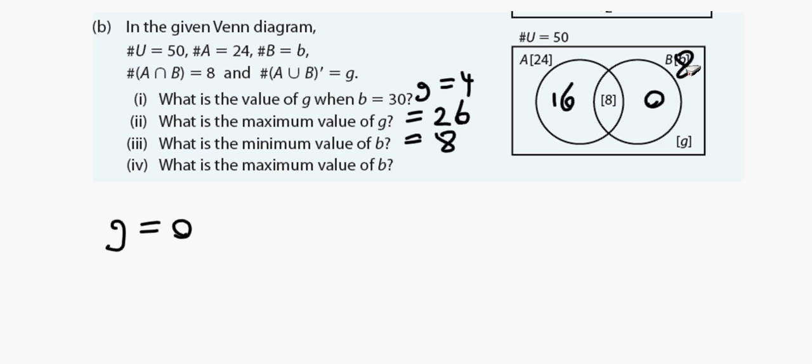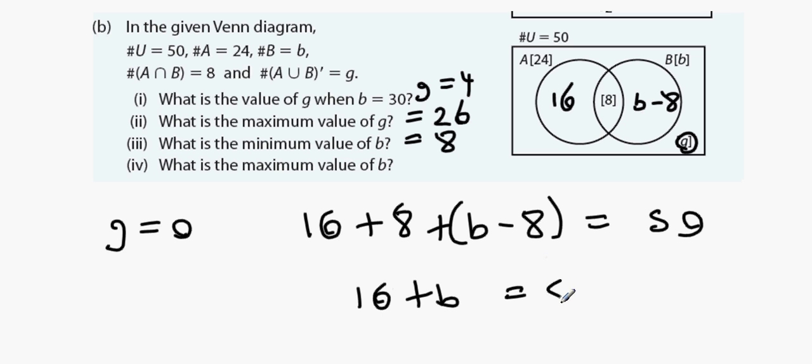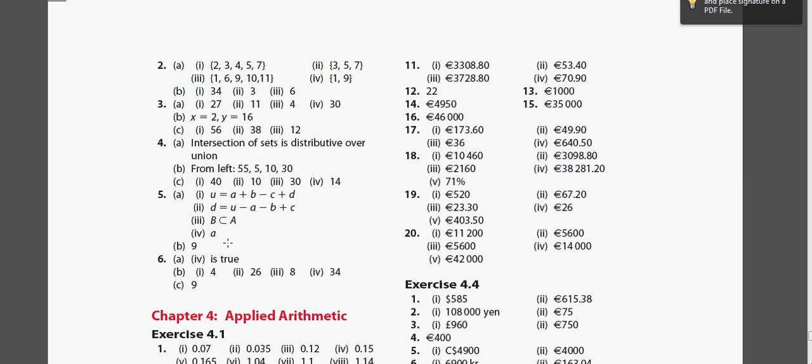Okay, and we don't know the value of B. So the value of B is just going to be B minus 8 here. Okay, but G is 0. So 16 plus 8 plus B minus 8, all of this has to be equal to 50. So we're going to get 16 plus B equals 50. B therefore must be 34. Maximum value of B must be 34. Okay. Value of B, 34. Okay, perfect.